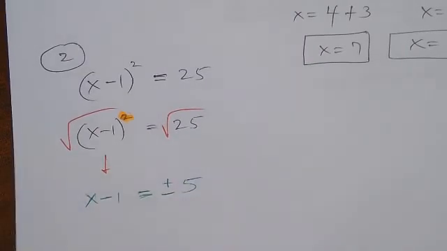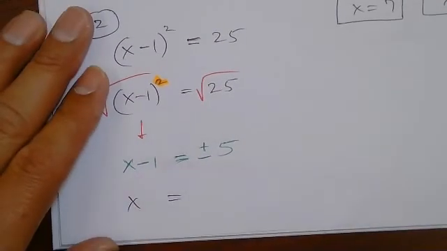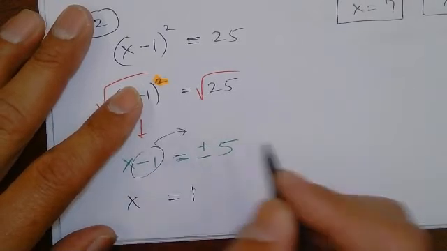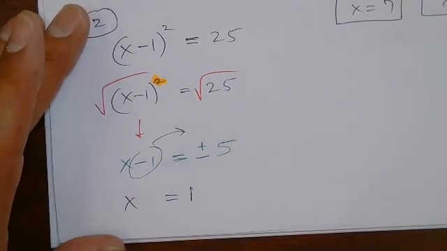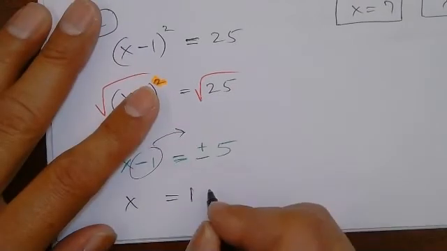And the square root of 25, I hope you're good with your square roots. If not, use your calculator. The square root of 25 is 5. That's it? No, we're going to get answers here. Okay, so what are we going to get? X is equal to what? 1, right? Because this negative, when you move it to the other side, is going to be positive.